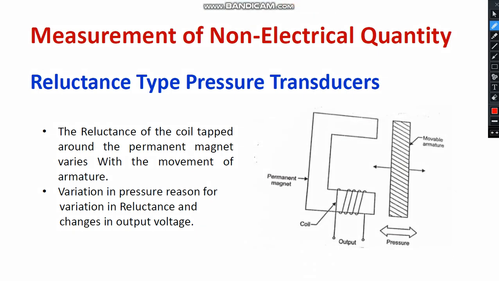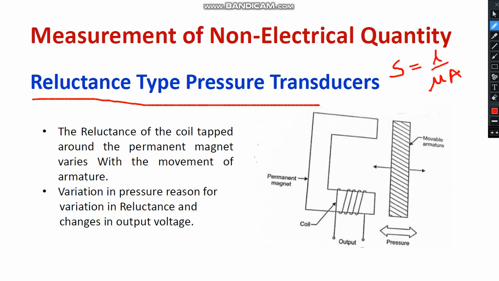Now let's study the reluctance type pressure transducer. First of all, you know reluctance. Reluctance S is directly related to L divided by mu into A, where mu is the permeability, L is the air gap length, and A is the area of cross section. So this is your air gap length, let me call it L.